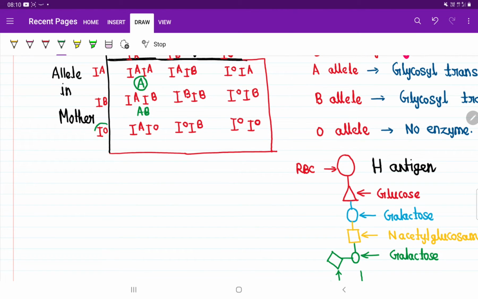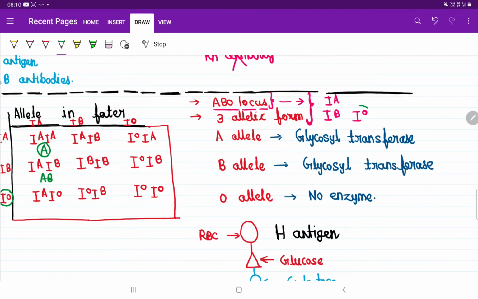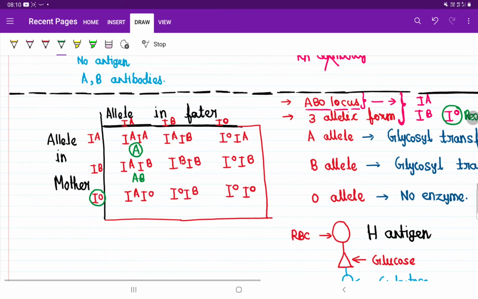And IO, you know, is recessive to A and B. I am repeating again, this IO allele is recessive, right? So IA and IO gives A blood group. Same thing here: AB blood group, and here B blood group, B blood group, because IO is recessive to IB, right? Here A blood group, here B blood group, and here O blood group, because they are homozygous recessive, so they are O blood group.